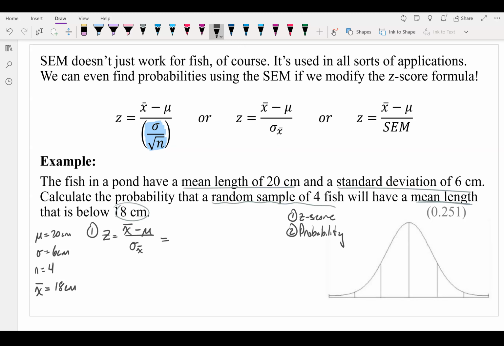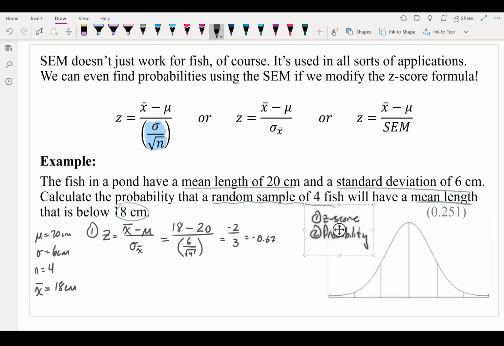In this case, the mean length is 18. It works just like a data value. The mean of the entire group is 20. And then you have the standard error of measurement, which is the standard deviation divided by the root of the sample size. What we have here is negative 2 on top, 6 divided by 2, so 3 on the bottom, negative 2 over 3, which is negative 0.67.